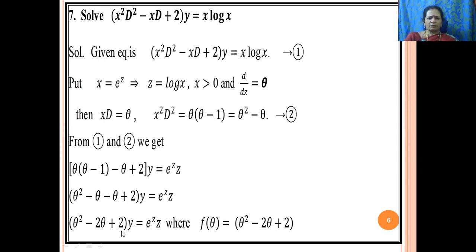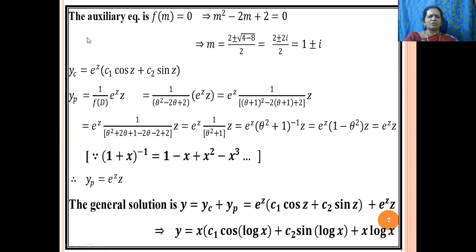Now apply all the formulas. So finally we will get this equation. From this you can find out the auxiliary equation, this one. Okay. So in this auxiliary equation, what are the roots? Imaginary roots, we got it.